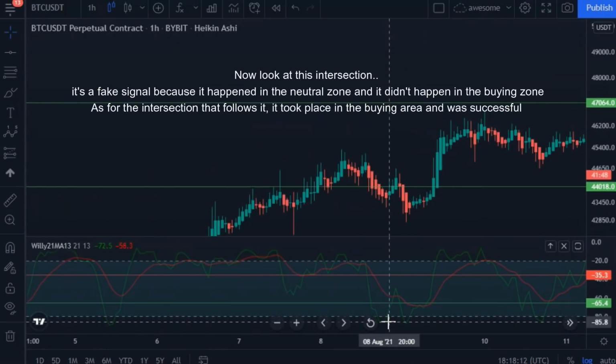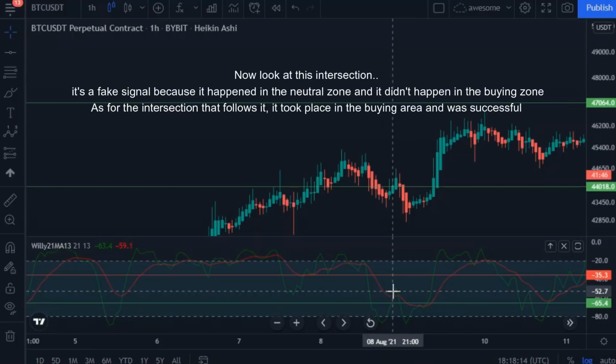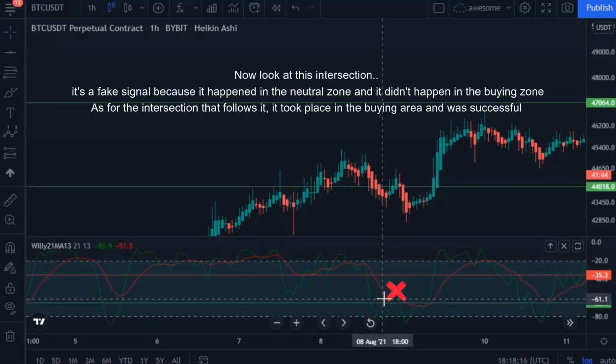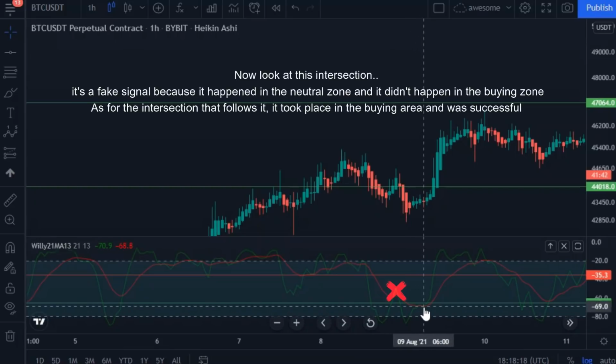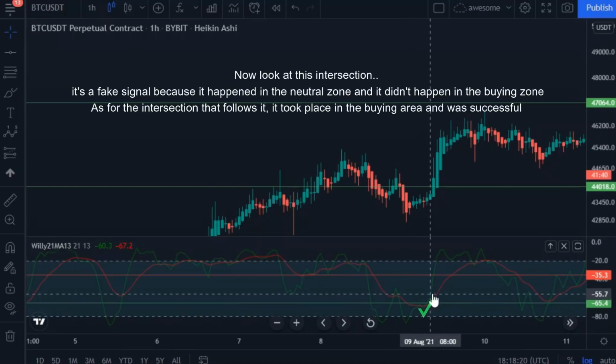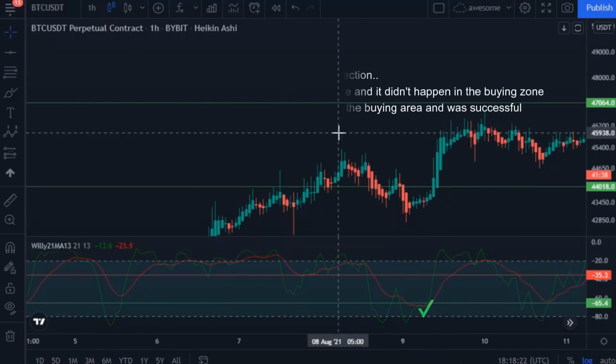Now look at this intersection. It's a fake signal, because it happened in the neutral zone, and it didn't happen in the buying zone. As for the intersection that follows it, it took place in the buying area and it was successful.